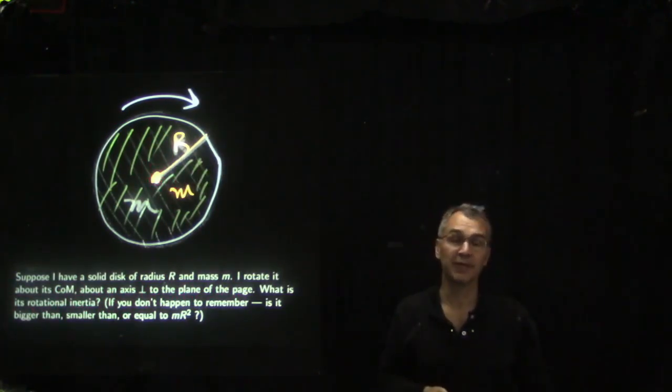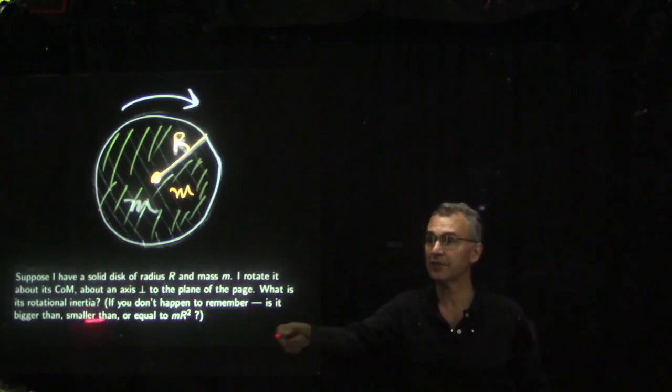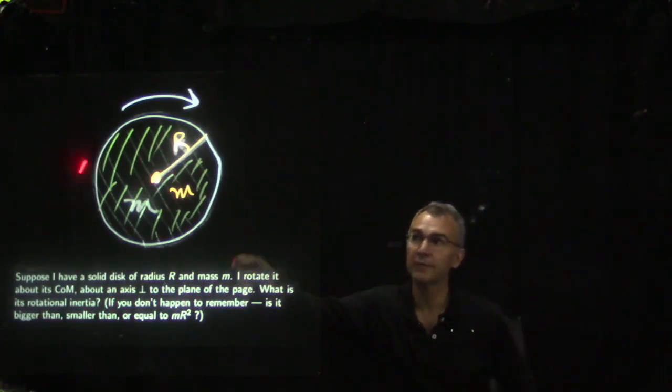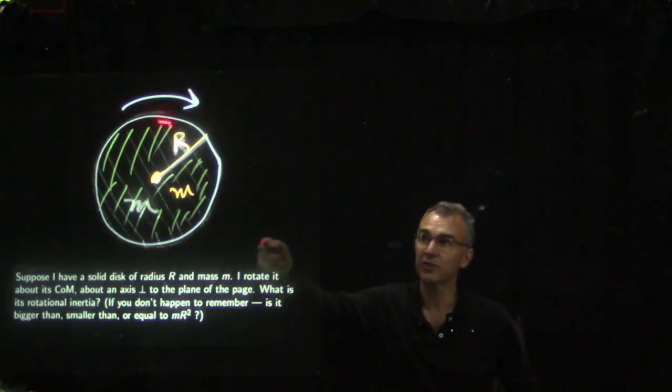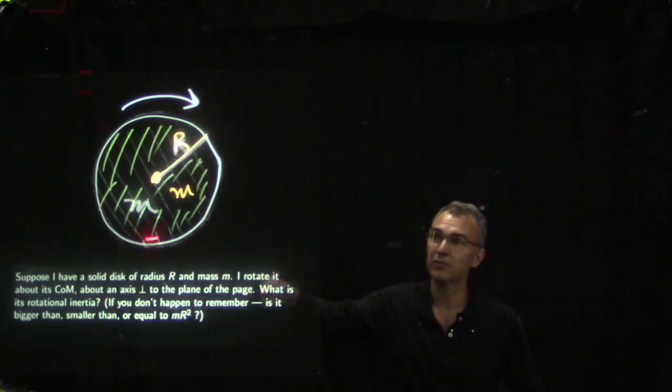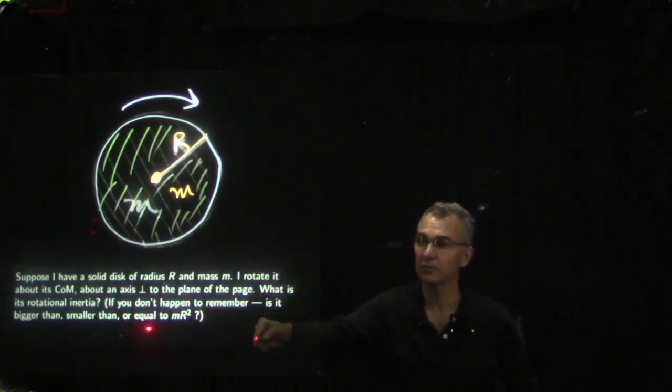Well, I guess we can remember that from our table. But meanwhile, if you don't happen to remember, is it bigger than, smaller than, or equal to mr squared? Well, it would only be mr squared if all of the mass were out at the very edge at radius r, like a big hoop. And to get a number bigger than mr squared, you'd have to stick the mass out farther than r. And all of the mass is at a radius smaller than or equal to r, and certainly some of it is at a radius smaller than r. So I think it has to be smaller than mr squared. How much smaller? I guess we have to look up in a table.